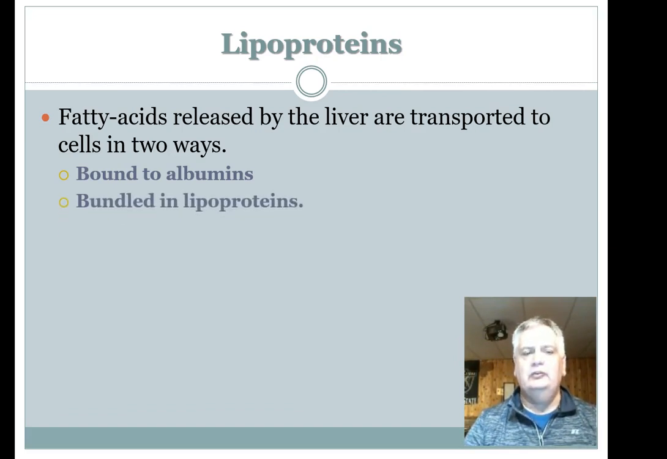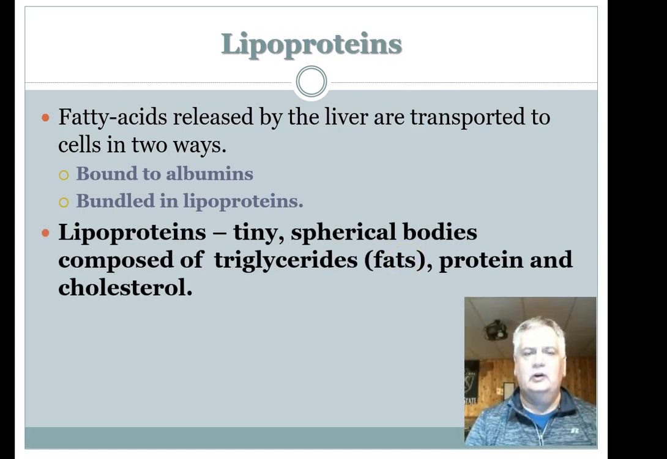Or they can be bundled into lipoproteins. So the fatty acids don't have a positive or negative charge associated with them, and so the water in the plasma can't transport the fatty acids. So the fatty acids have to be transported in the blood by other means. One way, they can be picked up by albumins and attached to albumins, which have a negative charge associated with them. The albumins then can be attached to water molecules and kind of drag the fatty acids along with them to the fat cells. On the other hand, the fatty acids can be bundled into lipoproteins. Lipoproteins are tiny spherical bodies that are composed of triglycerides, or fats, protein, and cholesterol.